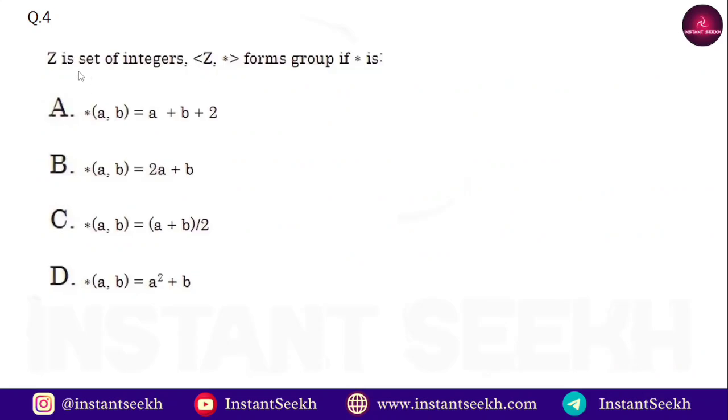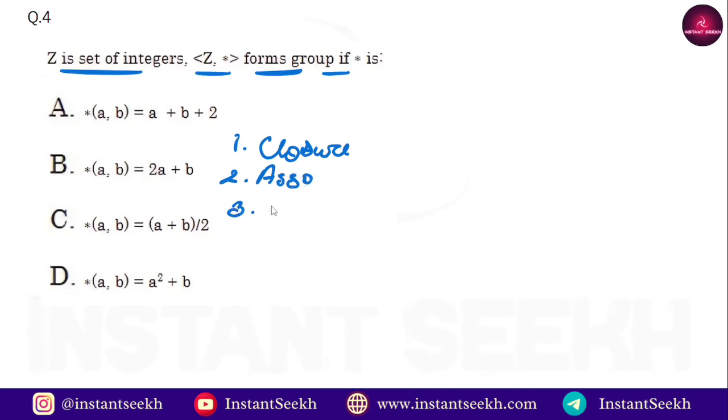Let's move on to the next question, number 4. Z is a set of integers. Z forms a group if closure holds. First of all, you should know what a group is. A group is a set with an operation that satisfies 4 rules. Which 4 rules? First is the closure rule. Second is associativity. Third is identity.